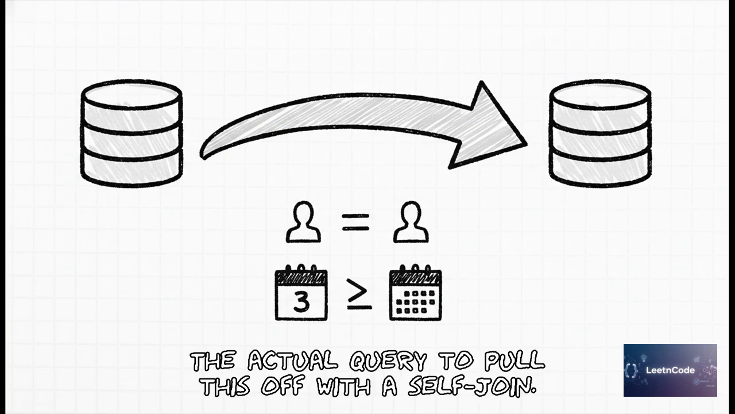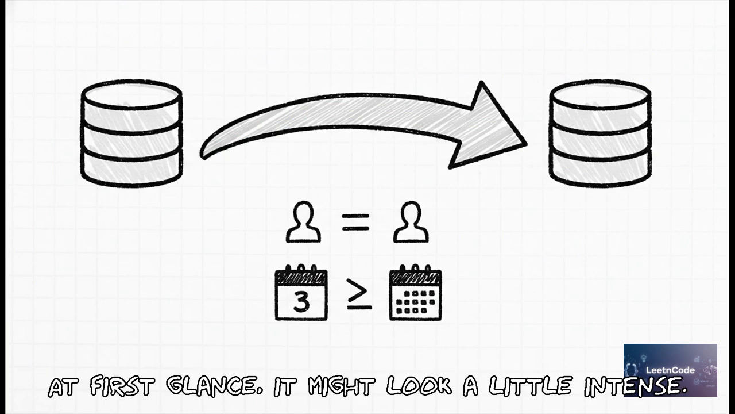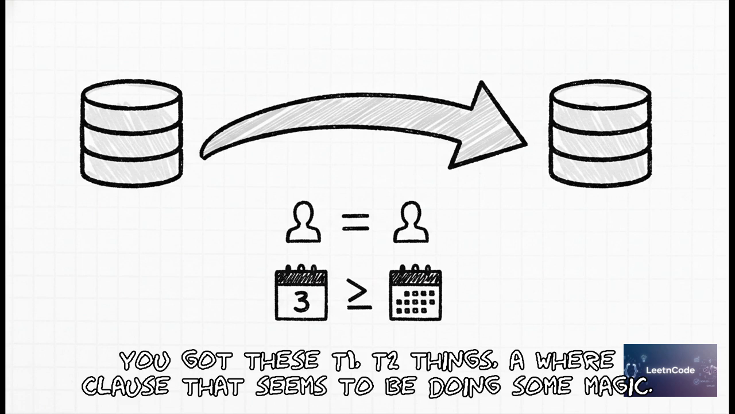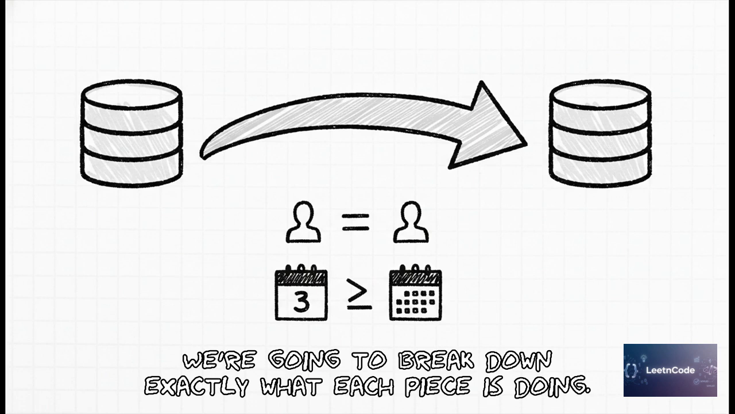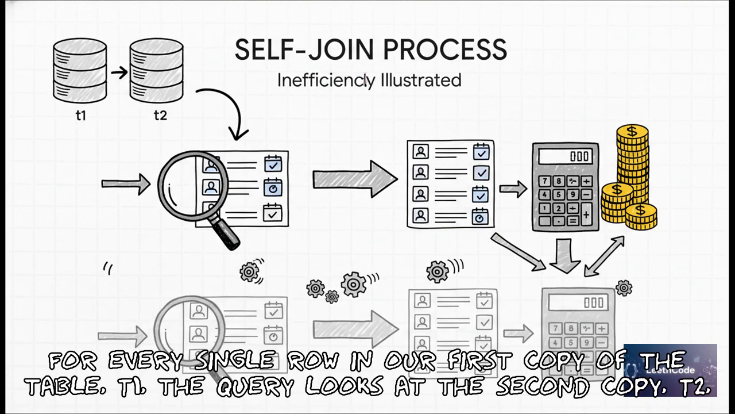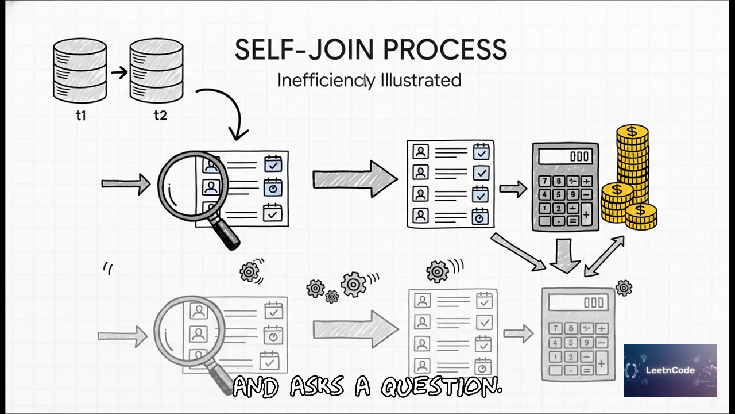Okay, here it is, the actual query to pull this off with a self-join. I know, at first glance, it might look a little intense. You've got these T1, T2 things, a where clause that seems to be doing some magic, but don't worry. We're going to break down exactly what each piece is doing. So here's how this beast works. For every single row in our first copy of the table, T1, the query looks at the second copy, T2, and asks a question.